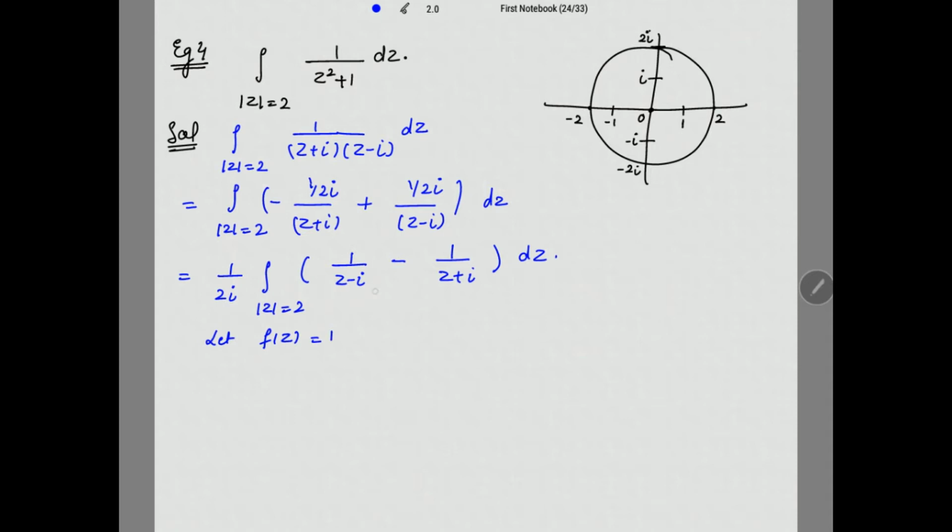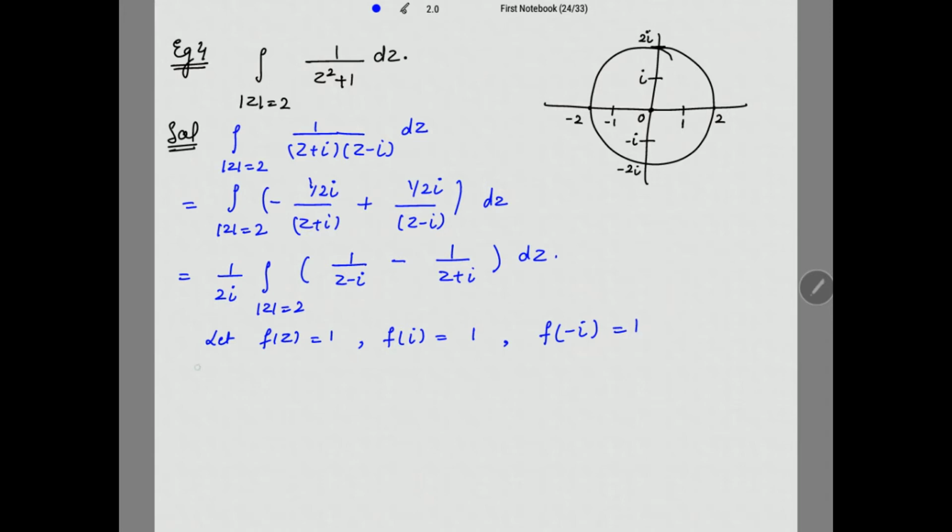Since i lies inside, and here the power is 1, that means we have to use Cauchy's first integral formula. So since i lies inside the circle, we have to find f(i), which is also 1. Similarly, in the second one we have f(z) equal to 1 and −i also lies inside the circle. So we have to find f(−i), which is also equal to 1 because f(z) itself is 1. There is no z over here. So f(−i) is also a constant, that is 1.